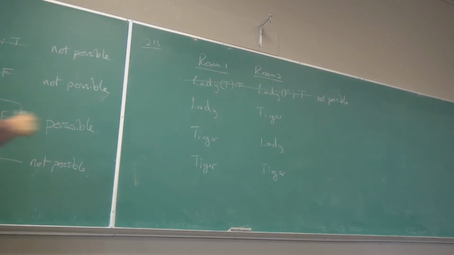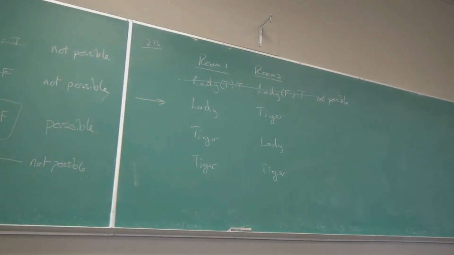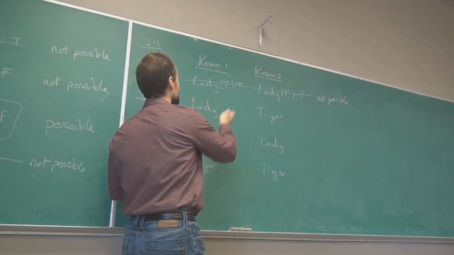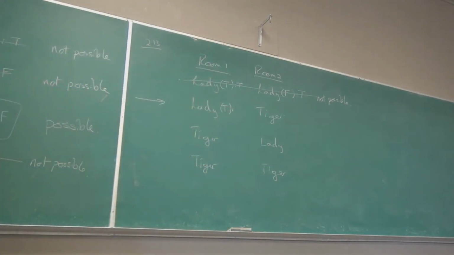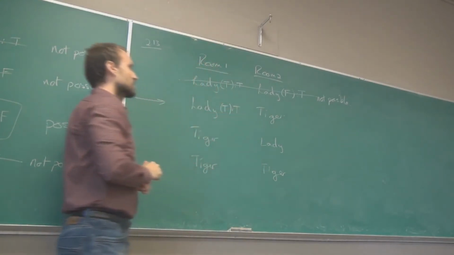Stop me at any time if you missed any part of it. Now I'm considering the next one, lady, tiger. If there's a lady in room 1, the sign should be true. Let's see what it says. I can't remember what it says. I read again. At least one room contains a lady. True or false? That is true. At least one is one or more.